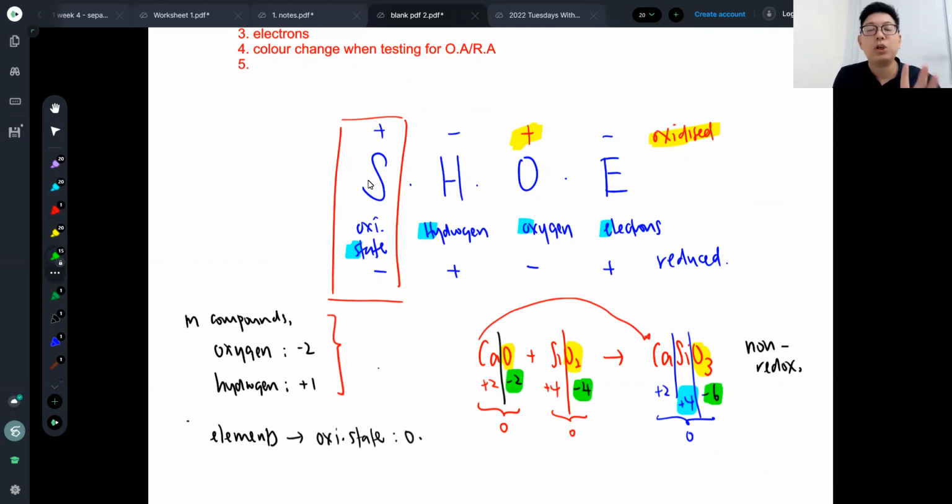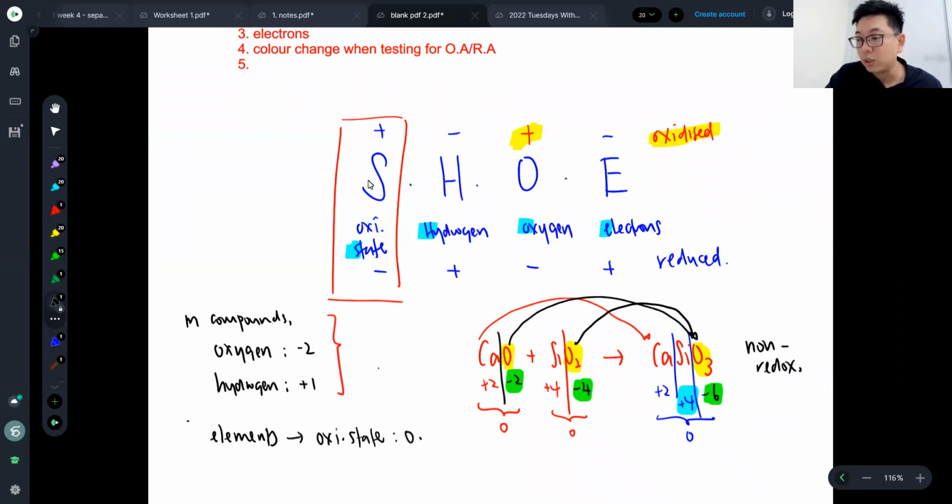No, we look at each individual oxygen atom. It remains as -2. It's -2 here, it's -2 here. Each oxygen is -2. There is no change in oxidation state. Lastly, blue color ink, you look at silicon, +4, +4. No change. And therefore, it's non-redox.